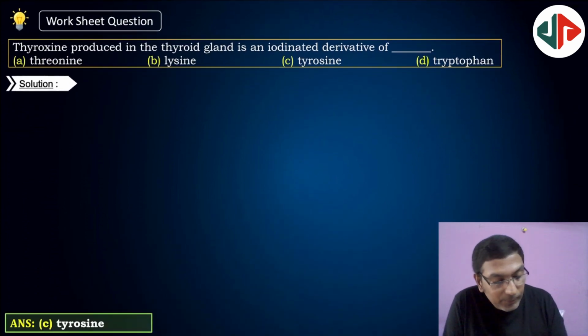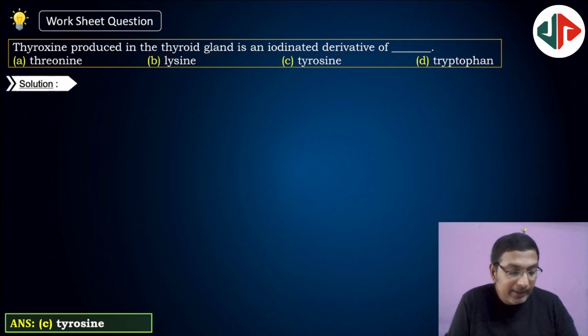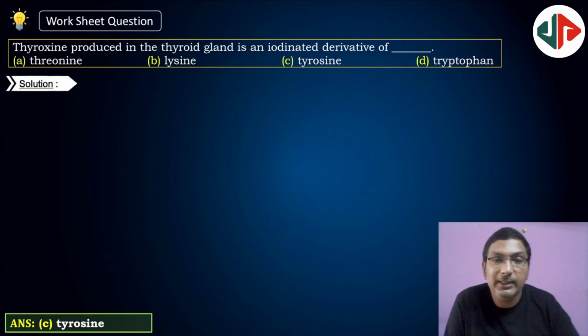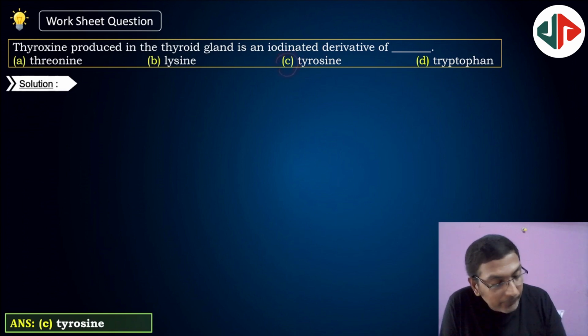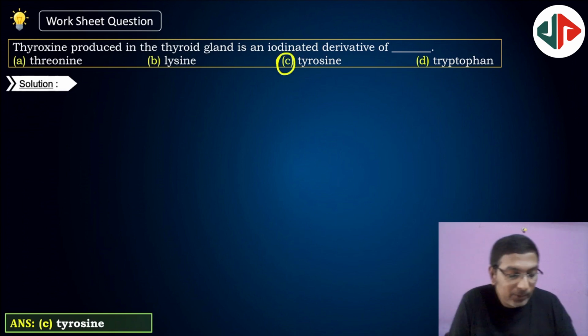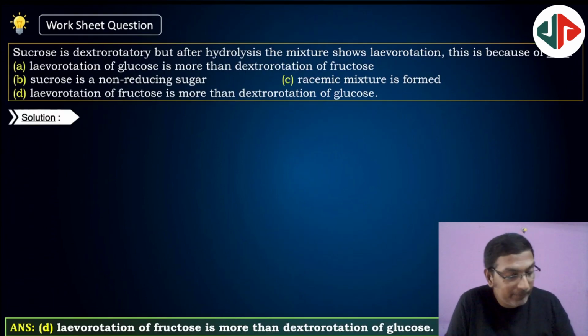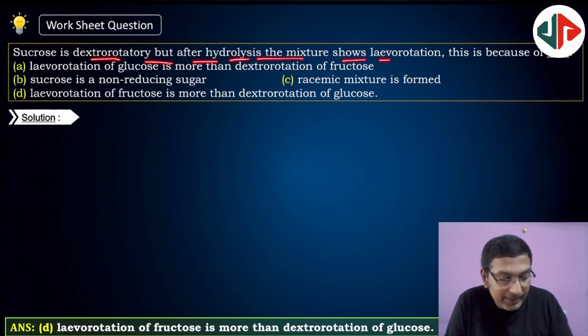So thyroxine produced in the thyroid gland is an iodinated derivative of. So simply tyrosine. Iodinated derivative of tyrosine. Thyroxine. Direct question. Next question.